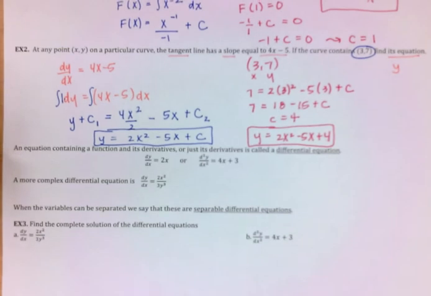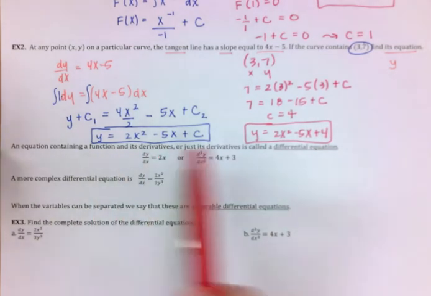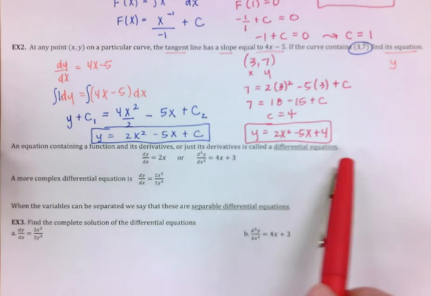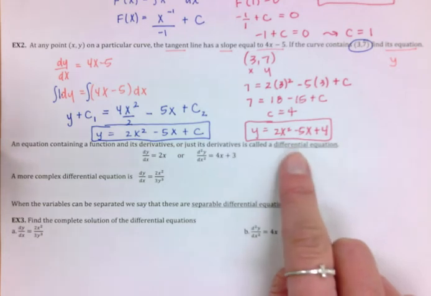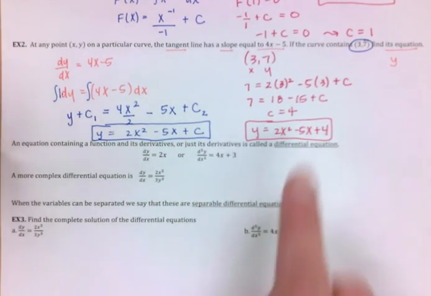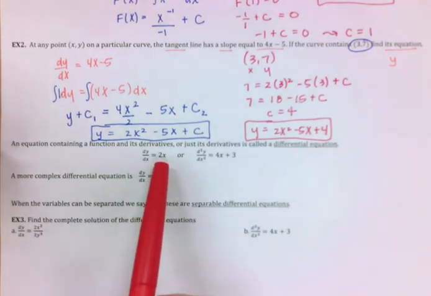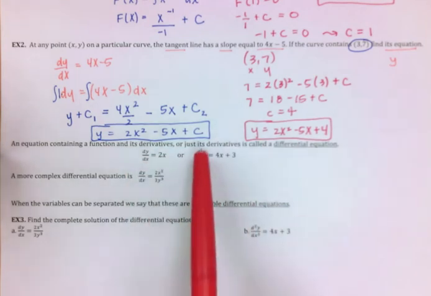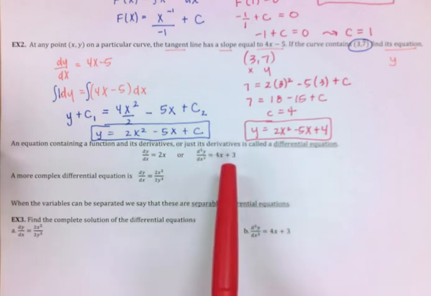All right, so then we introduce some more vocab. An equation that's containing a function and derivatives, or just derivatives, is called a differential equation. So differential is the type of equation that you have. And so, of course, that is because of differentiation, that you have derivatives. That's where that word is coming from. So some examples are like dy/dx is 2x. So you have a derivative and you have a function. So if you have that combo going on, you're a differential equation. Same with this one. This is just the second derivative and 4x plus 3. So you have derivatives and you have a function, so you're a differential equation.